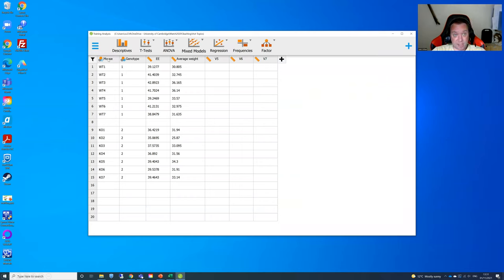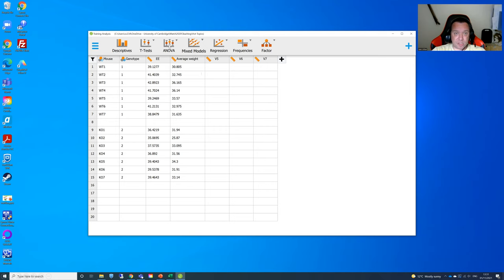Now you can click on these little icons if they're in the wrong type of data. Energy expenditure and average weight are both linear data. So that's how our regression describes it. Mouse, well, this has got letters in it, so it's a string. And then genotype is categorical data, 1 and 2 in this case.